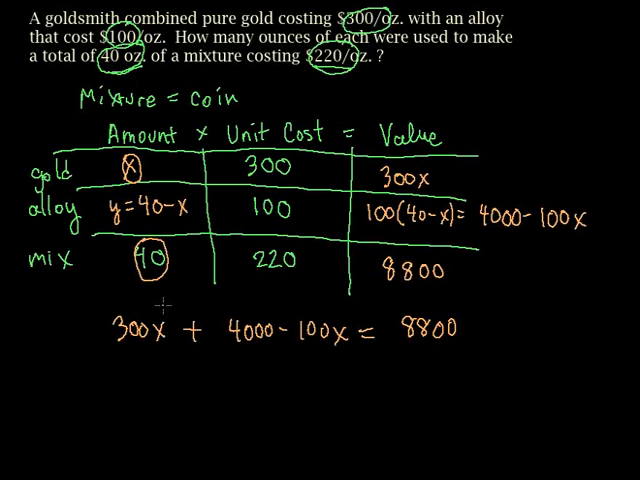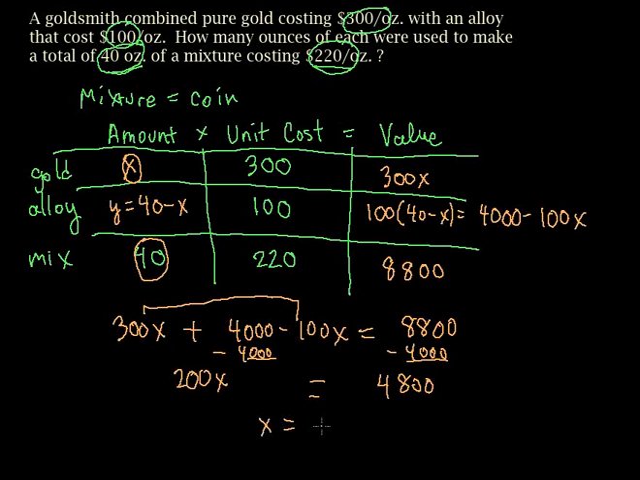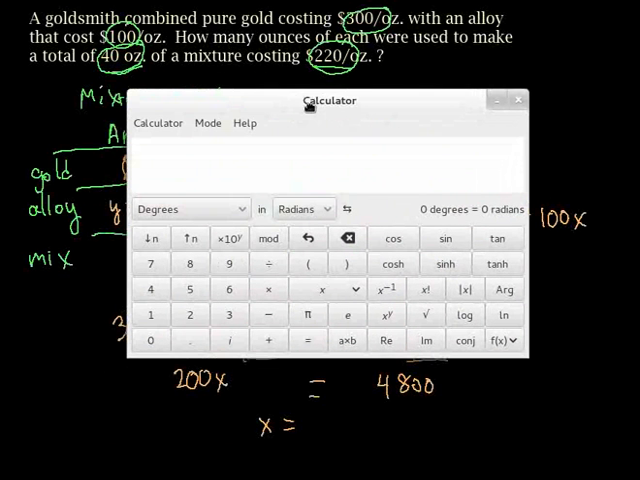So let's go ahead and do this. Combine like terms, right? So 300x minus 100x is 200x. Subtract 4,000 from both sides. And on the right-hand side we have 4,800. And if 200x equals 4,800, divide by 200 and you should get x equals, well, if you can't figure this out in your head, again, get your trusty calculator out. And 4,800 divided by 200 is 24.